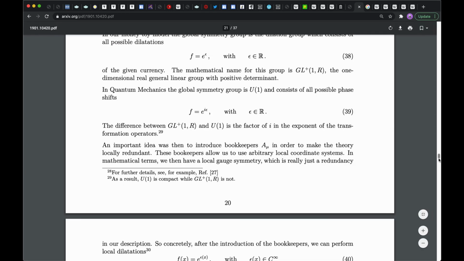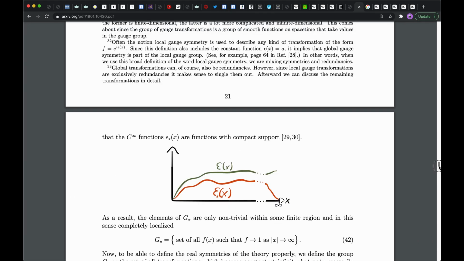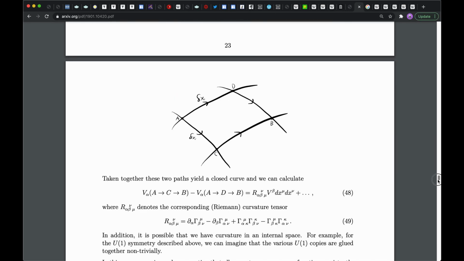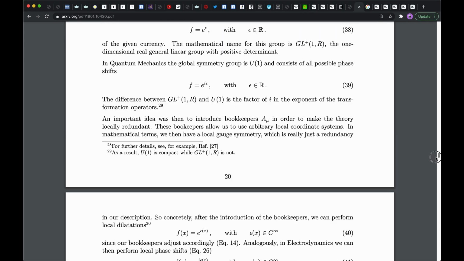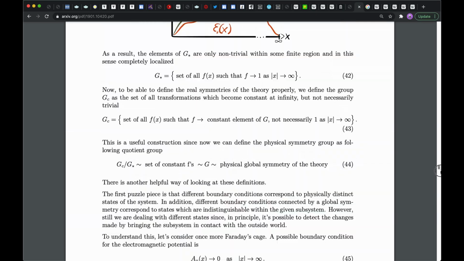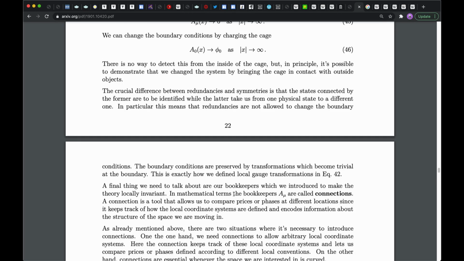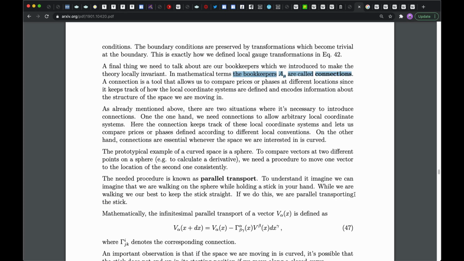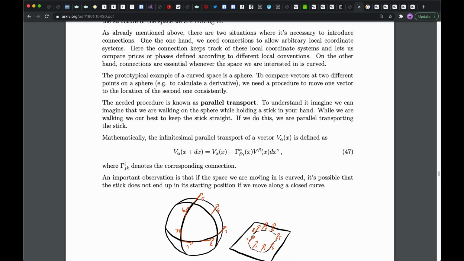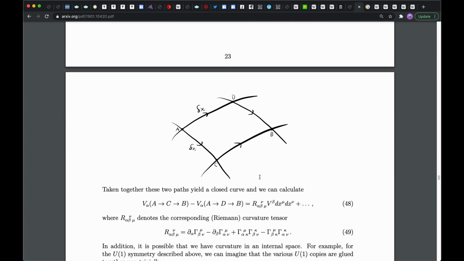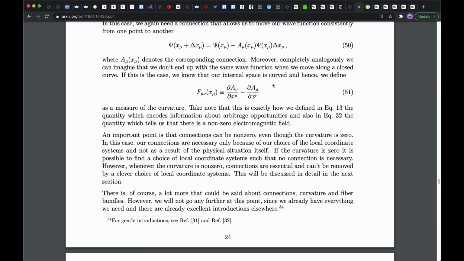Yeah, it seems that's all for that paper for today, because afterwards he will just talk more about mathematical descriptions, a little bit more about connections. So he will say that those bookkeepers are actually called connections, and those are connected with parallel transporting something, some values or vectors. And we'll have our Maxwell tensor as the curvature of the connection there.